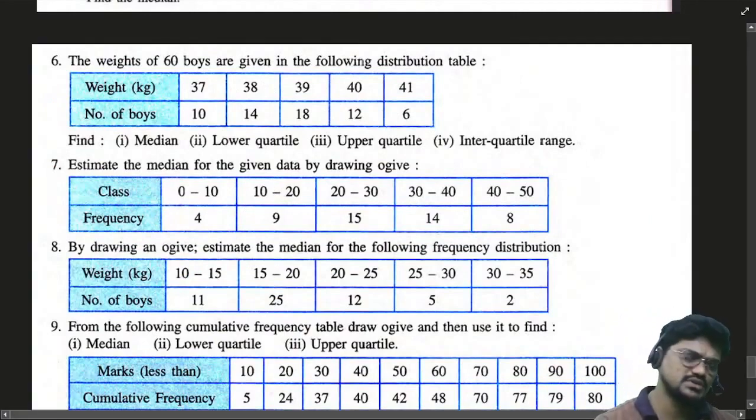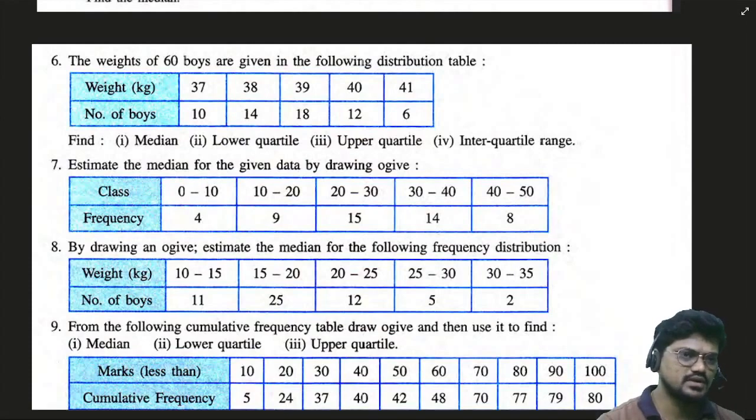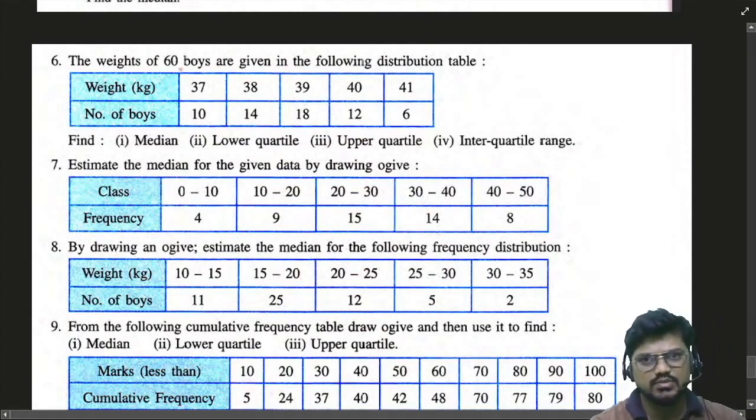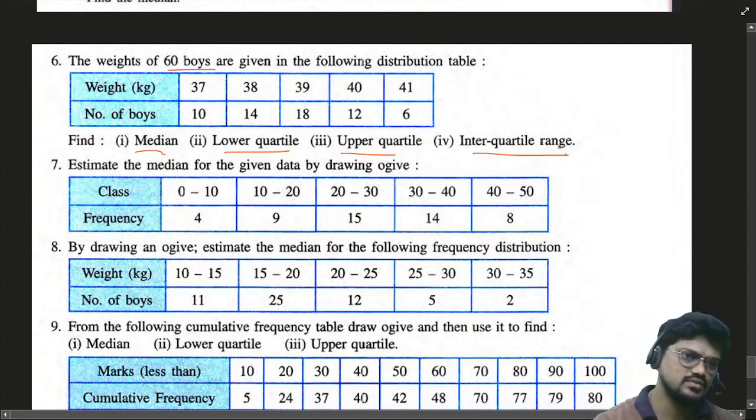Now see, there are many questions in the textbook. Even if you practice one or two, that is sufficient in measures of central tendency. Again, see, 60 boys are there. Find median, lower quartile, upper quartile, and interquartile range. I have already told you how to find it.